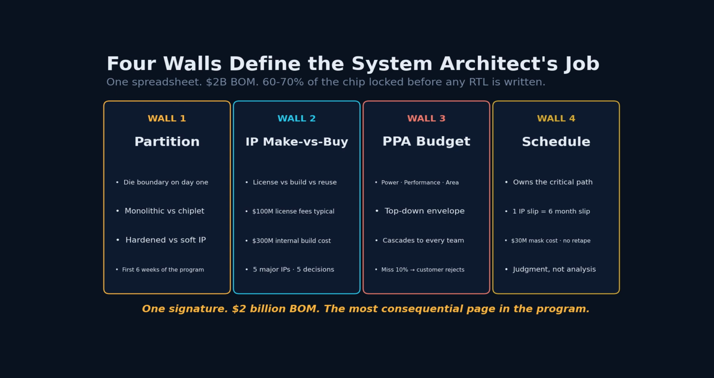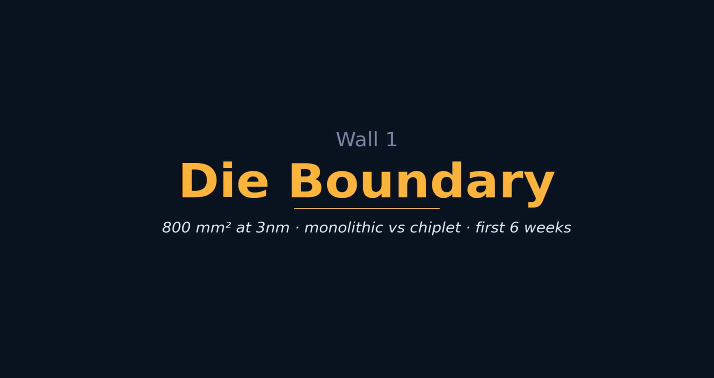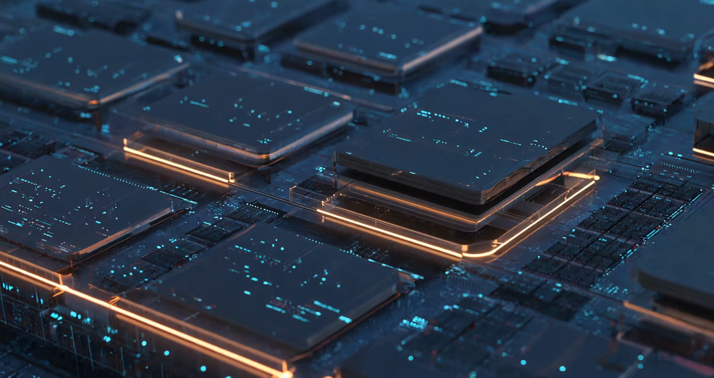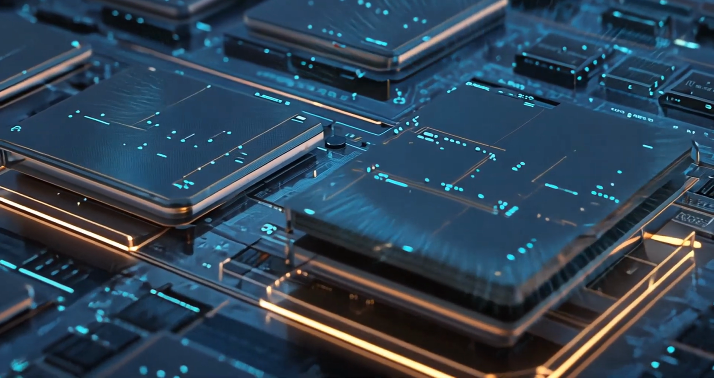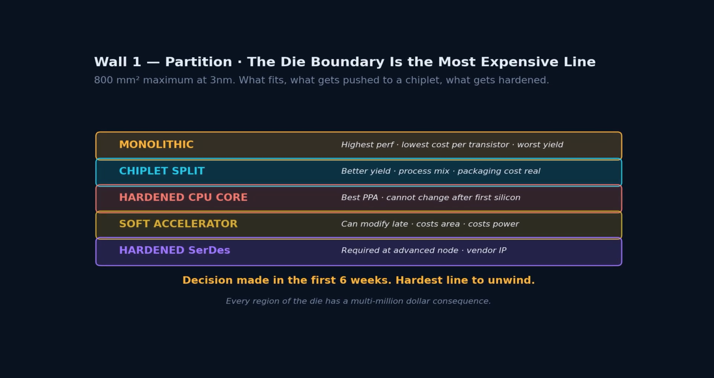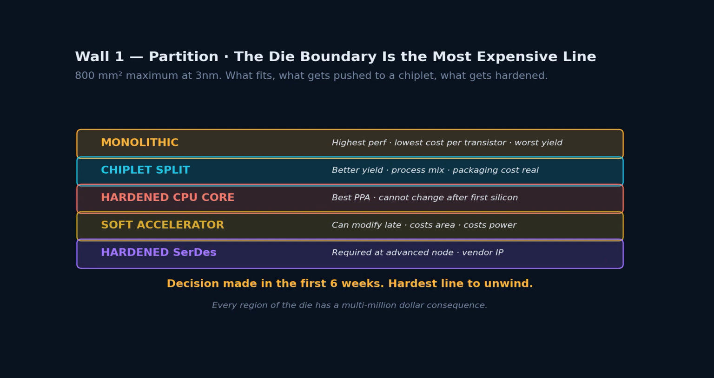Wall 1, partition. Picture a blank rectangle, 800 square millimeters at 3 nanometer. The maximum die a foundry can manufacture. The architect has to decide what fits inside and what gets pushed out. Monolithic puts everything on one die. Highest performance, lowest cost per transistor, but if any block fails, the whole die is scrap. Yield drops exponentially with die size.